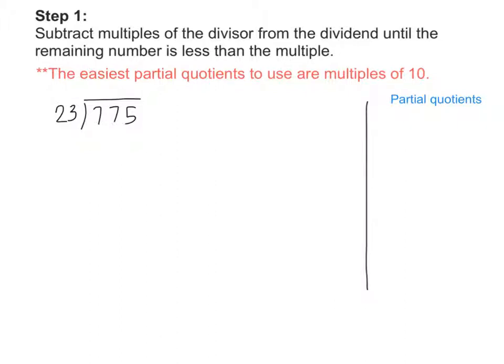What's the dividend in this equation, Yanming? 775. Yeah, so we're going to subtract multiples of 23 from 775 until the number that we get is smaller than the multiple. Okay, the easiest multiple to use, it says, is multiples of 10. Is it really easy to multiply something by 10? Yes. Let's try that really quick.